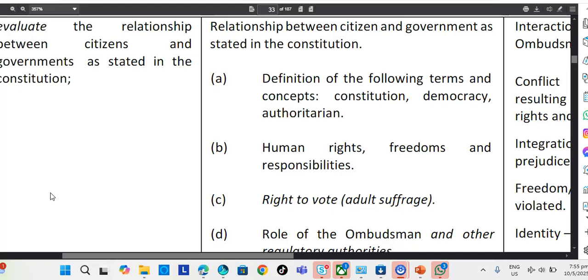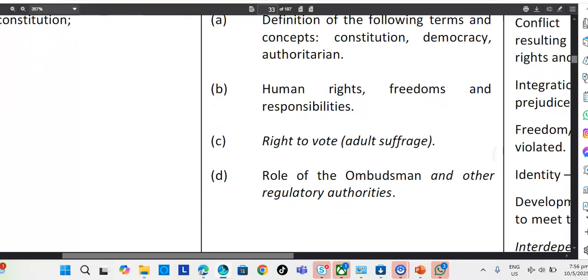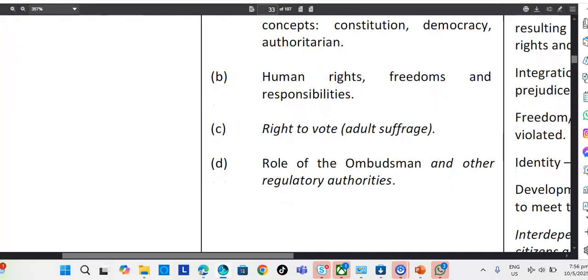So government has to ensure that these rights of citizens are fully protected, the right to vote, and they are fully active. D, what are the roles of the ombudsman and other regulatory authorities? So I'm just going to look at the role of the ombudsman. You can do your research.